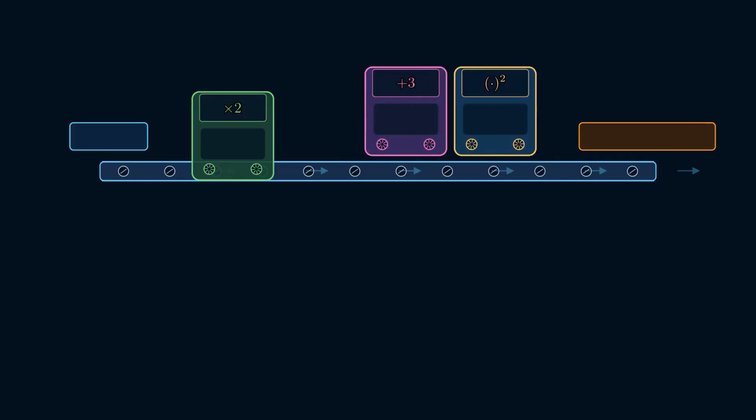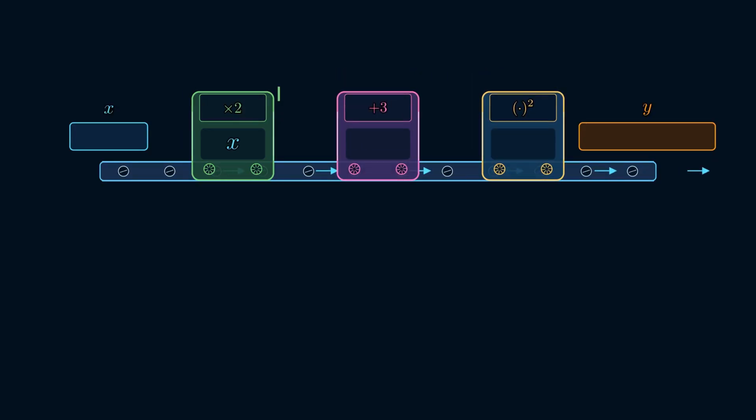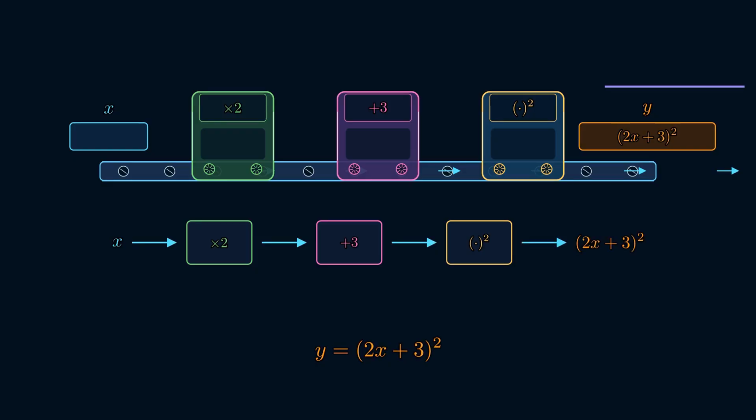If we multiply by 2 first, then add 3, then square the whole result, the equation becomes y equals bracket 2x plus 3 bracket squared. Same operations, different order, different equation.